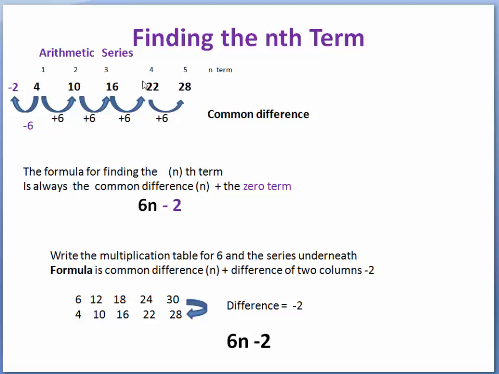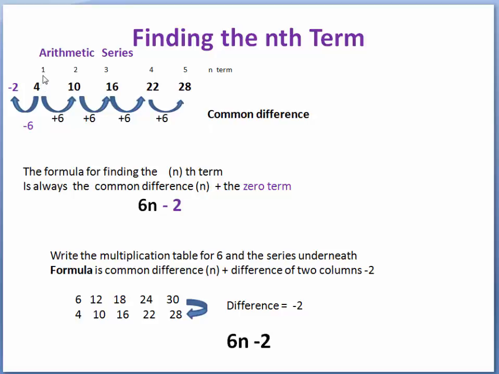So an arithmetic series is a series like this: 4, 10, 16, 22, 28, and an arithmetic series always has a common difference between each of the numbers. So the difference is always the same. So here it's 4 plus 6 is 10, 10 plus 6 is 16, 16 plus 6 is 22. So the common difference is plus 6.